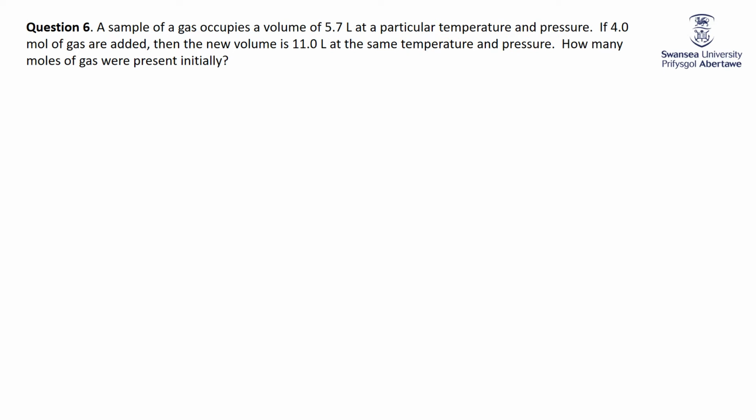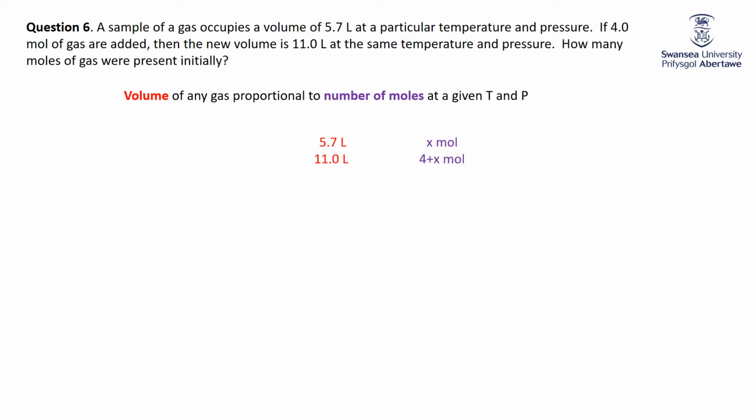So a kind of cute one. A sample of gas occupies a volume of 5.7 litres at a particular temperature and pressure. 4 moles of gas are added, new volume 11 litres, same temperature and pressure. How many moles of gas were present initially? Well, this all revolves around the Avogadro hypothesis that the volume of any gas is proportional to the number of moles at a given temperature and pressure. Well, how shall we apply this? Well, we know that 5.7 litres contains X moles. We know that when we add 4 moles of gas, we get up to a volume of 11 litres.